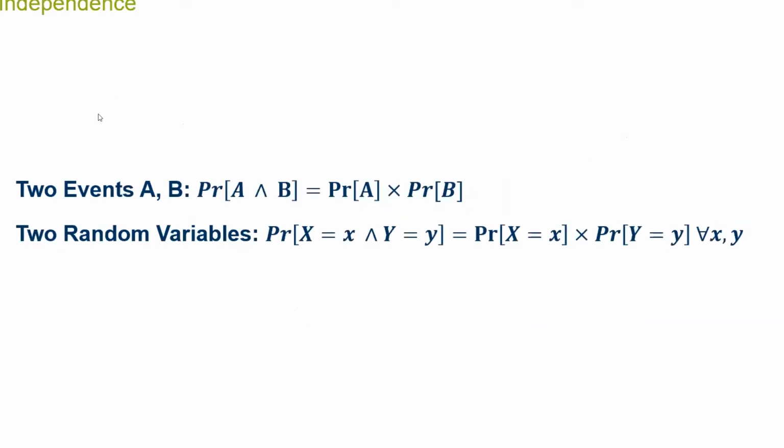Let me quickly recap statistical independence. Two events are said to be statistically independent if exactly this equation holds: the probability that both events occur at the same time is the product of the probabilities that the events occur individually. Then we can extend this definition to random variables. Two random variables, x and y, are said to be statistically independent if, for each value combination they can take, the event that x takes value x and y takes value y is independent.